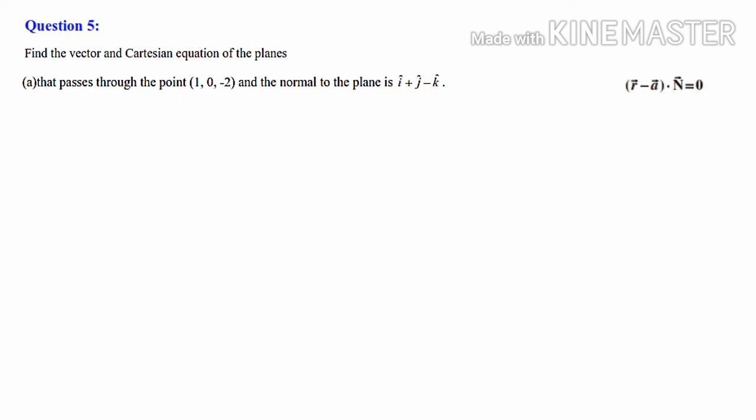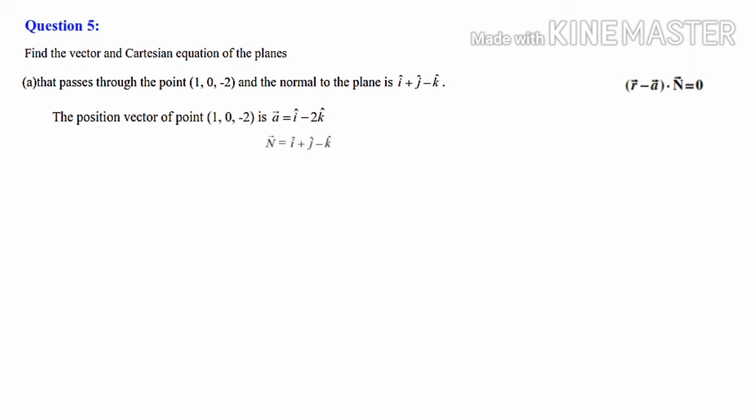The vector equation is vector r minus vector a dot vector n is equal to 0. Here vector r is the position vector of an arbitrary point, vector a is the position vector of the given point and vector n is the normal vector. Here let's write the position vector of the point, that is 1, 0, minus 2. Here the x coordinate is 1, y coordinate is 0 and z coordinate is minus 2. Since the x coordinate is 1, we will write i cap. The y coordinate is 0, so there is no j cap, and the z coordinate is minus 2, so we will write minus 2 k cap. Here the position vector, vector a, is i cap minus 2 k cap.